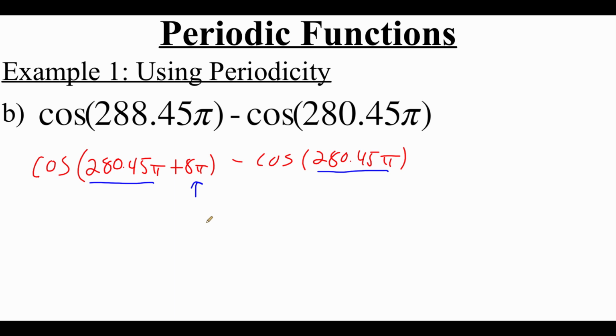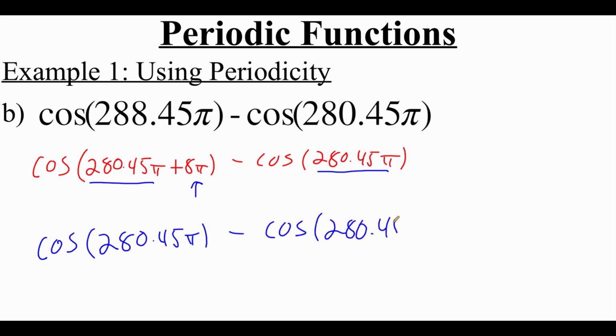So it would repeat after 2 pi and after 4 pi and 6 pi and also after 8 pi. So really, because we've got extra 2 pi rotations in here, we can ignore those and just focus on this as being the cosine of 280.45 pi in the front. But then on the back end, we've also got the cosine of 280.45 pi. And here we're subtracting the exact same value from itself, so we should just end up getting 0 as our answer.